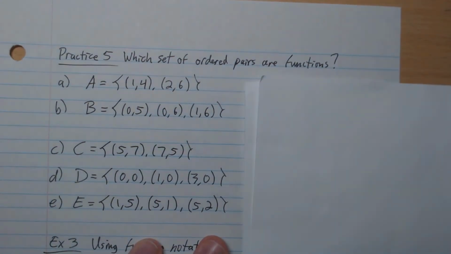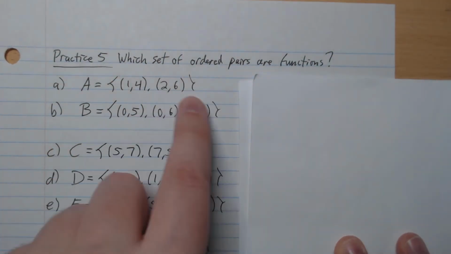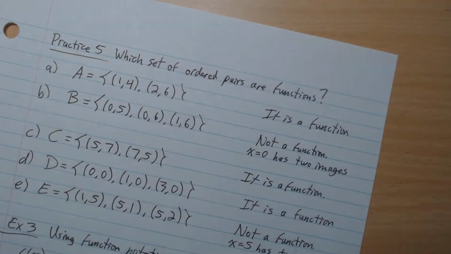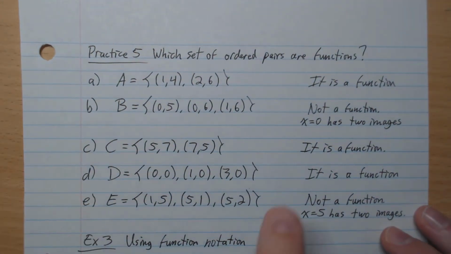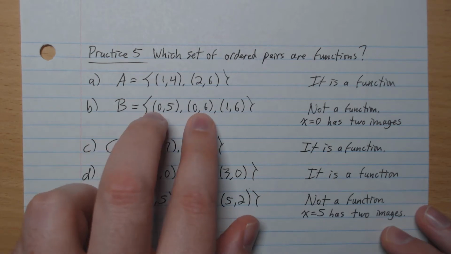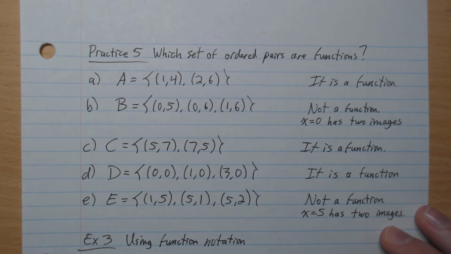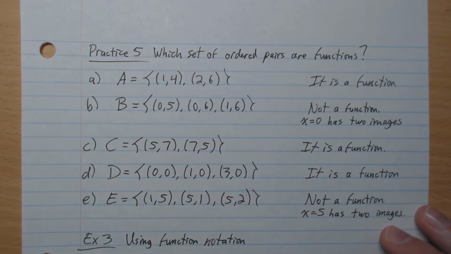Okay, practice number 5. Which set of ordered pairs are functions? Go ahead and pause the video and answer that. Okay, we're back. A is a function, right? 1 and 2. B is not a function. 0 and 0 here have two images, 5 and 6. So B is not a function. C, it is a function, no problem. D, it is a function, no problem, right? If they all go to 0, that's fine.